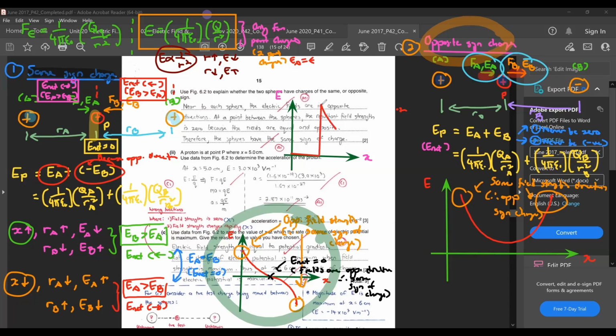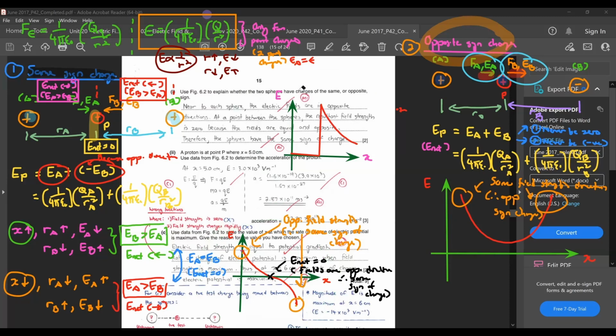Remember this graph that we just drew? So what's the difference between this graph and this graph? Both are talking about field strength versus distance, but under what circumstances do they apply? So this is one thing I kind of need to explain to you.